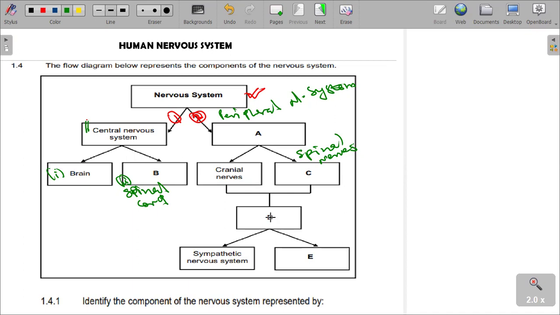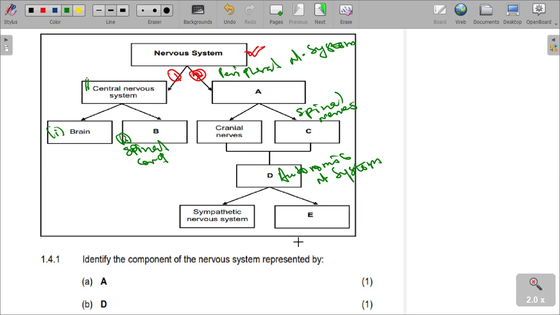Together these are combined and form what is called the autonomic nervous system. And then we can see that the autonomic nervous system is also divided into two: the sympathetic nervous system and the parasympathetic nervous system. So we are seeing a continuation of the flow division shown here, the sympathetic nervous system, and then obviously the other part, the parasympathetic nervous system.